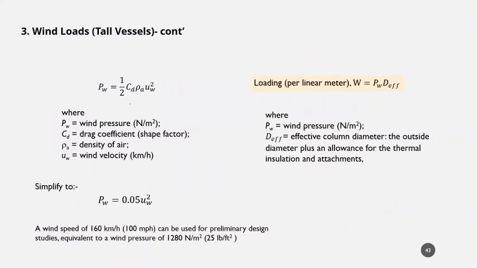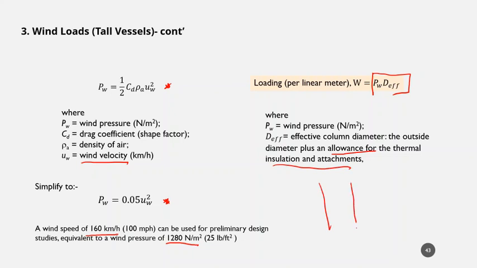Okay, continuing with the wind load. This is how we can determine the wind pressure using this equation, or we can use this equation also. Basically, it is based on the wind velocity. We can start the preliminary design using this wind speed, which turns into a wind pressure equal to 1,280 Newton per meter square. To determine the loading per linear meter, the wind pressure times the effective column diameter, which is the outside diameter plus an allowance for the thermal insulation and attachments.